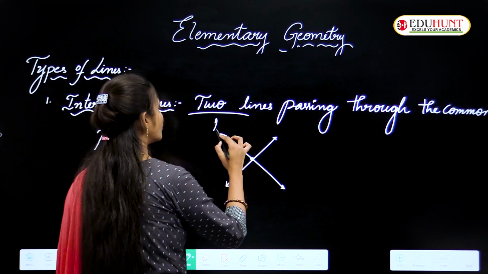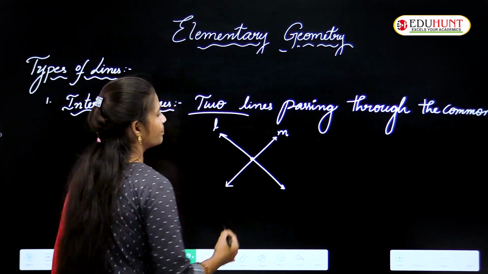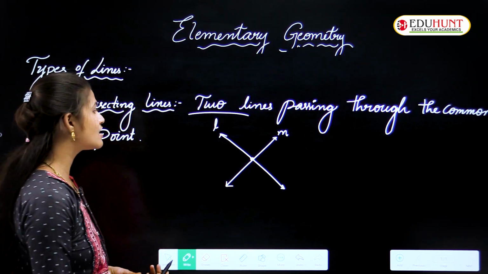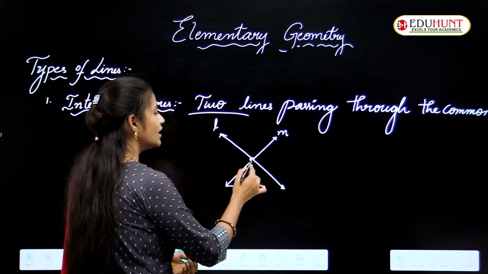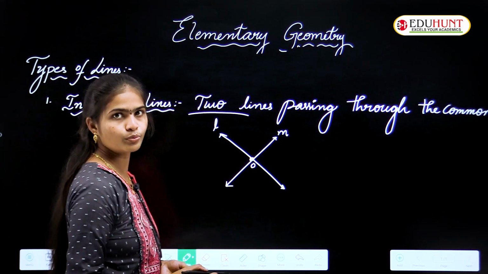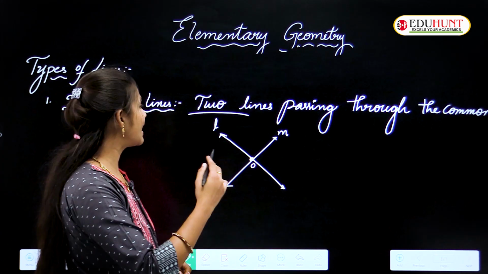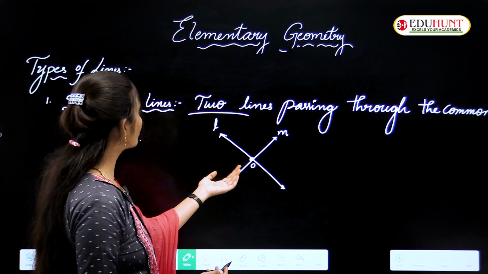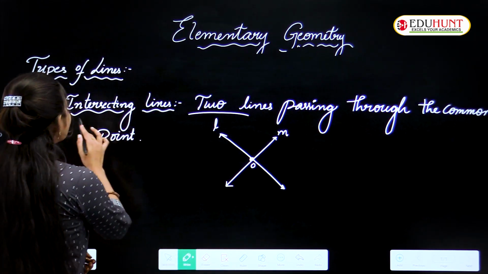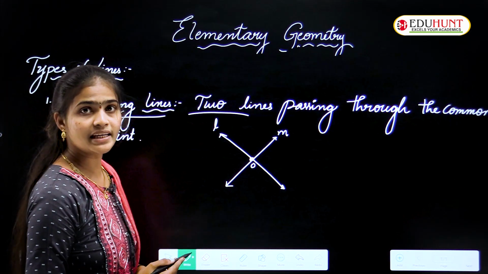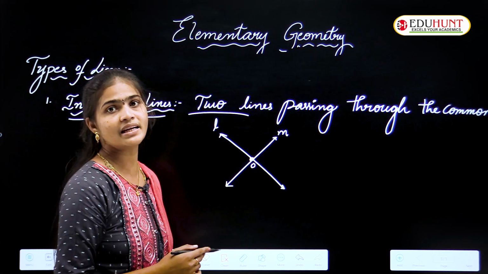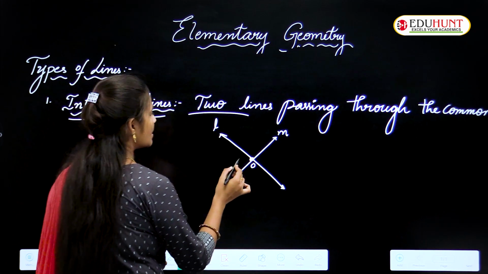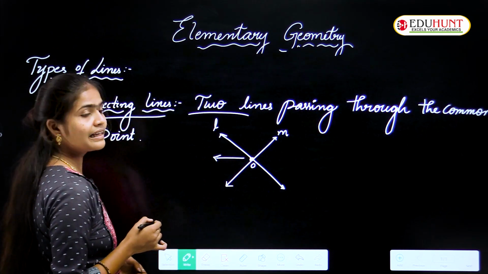So this line I am going to take as L and this is M. Okay, so L and M, two lines are there. Those two lines are also passing through the same point. Now this point I am going to take as O. So lines L and M also pass through the same point O. Then we will call these two lines intersecting lines. And one more thing, intersecting lines means it must consist of only two lines. Two lines passing through the same point, we call those two intersecting lines.